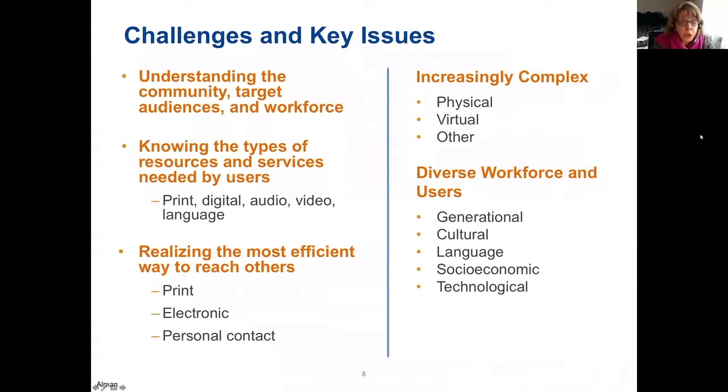So our challenges are to understand our users and our people in our workforce, to know what they need for interpersonal communications and the way we market to them. And we do need to pay attention to whether it's going to be print, digital, audio, video, which languages we'll use, and whether we're going to be using website, email, social media. As I said, very complex, and things that we need to explore individually and in our workplace.